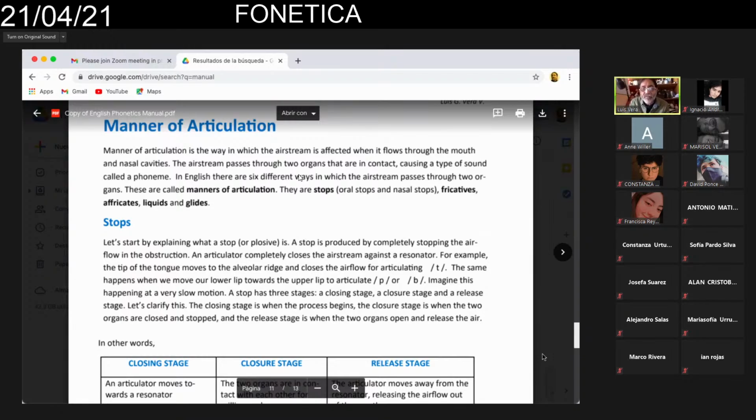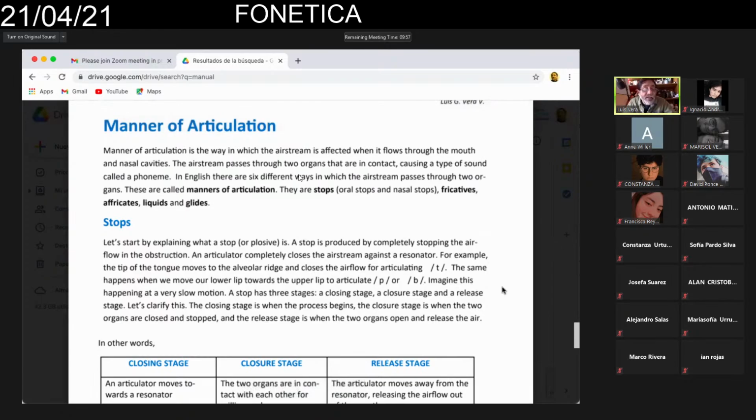A stop is produced by completely stopping the airflow in the obstruction. An articulator completely closes the airstream against a resonator. For example, the tip of the tongue moves to the alveolar ridge and closes the airflow for articulating t. The same happens when we move our lower lip towards the upper lip to articulate p or b.